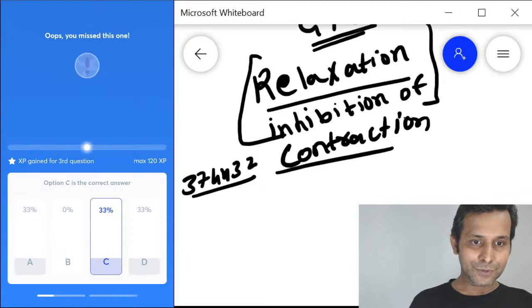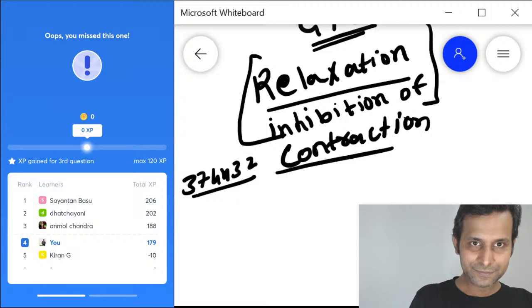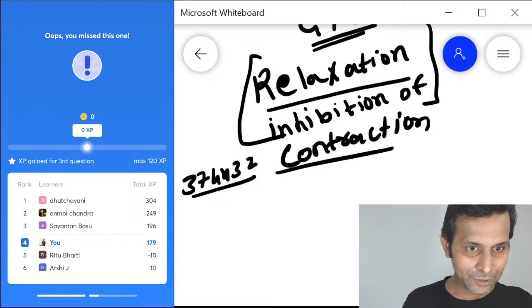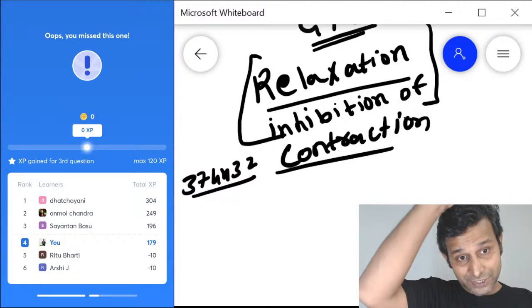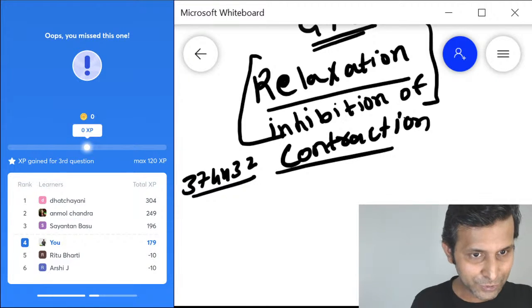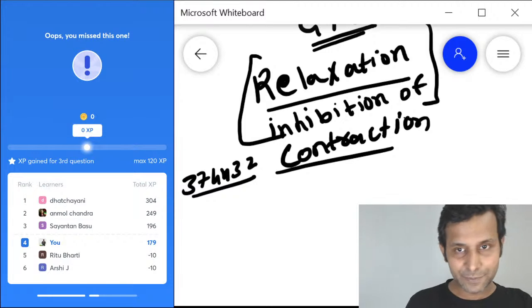Okay, so here we have the next question. Dr. Chandru, Dr. Ritu, Dr. Arshi, Dr. Basu have answered it. Okay, Dr. Ritu and Dr. Arshi didn't get the answer correct. The answer was autogenic inhibition.